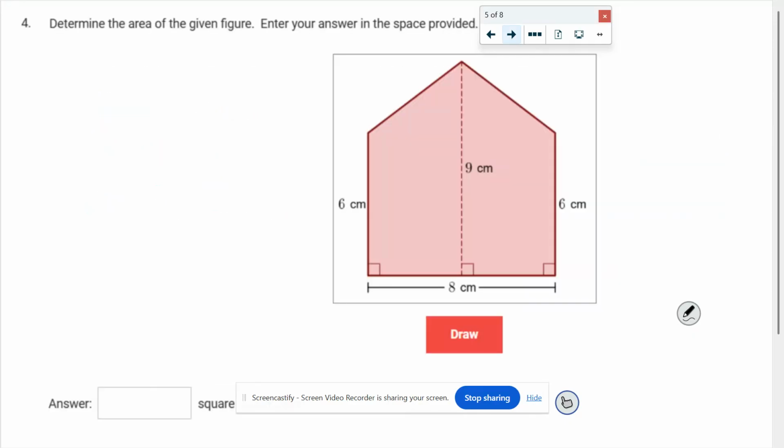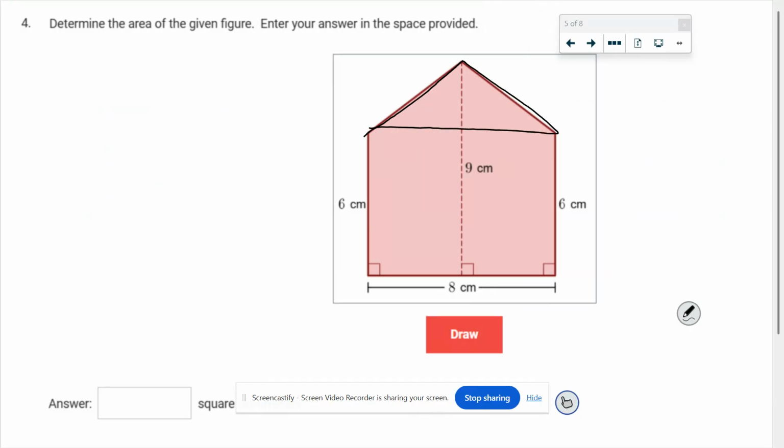All right, here is the most commonly missed question on this quiz, so let's listen up. Determine the area of the given figure and enter your answer in the space provided. What I see here is a triangle and a rectangle. So I'm going to put over here the area of a triangle, and then we have a rectangle. Let's get the area of each of those pieces.